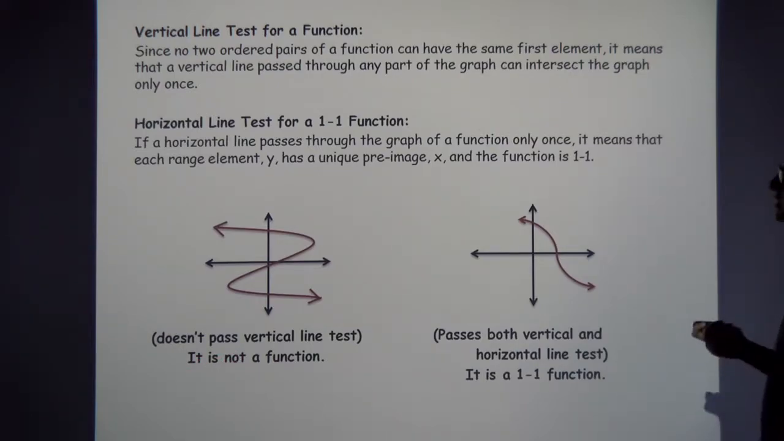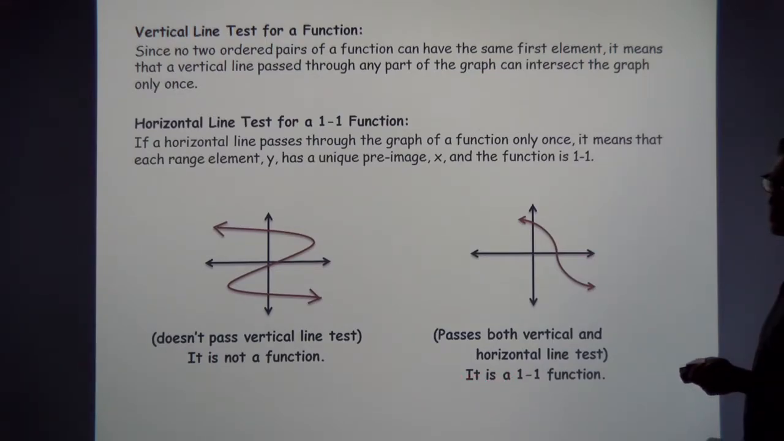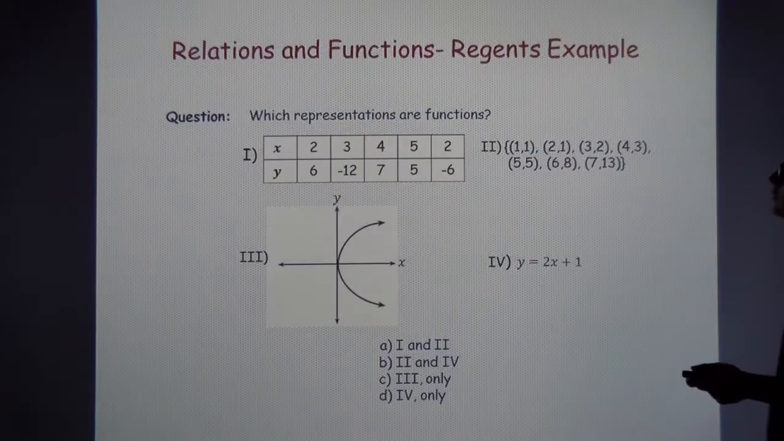For a horizontal line test, once again, it's very self-explanatory. If a horizontal line passes through the graph of a function only once, it means that each range element, our y value, has a unique pre-image x, and the function is one-to-one. So in our second graph over here, if we did the vertical line test, it would also pass. If we happen to do the horizontal line test, it would also pass, meaning that we have a one-to-one function. Our x value has one y value.